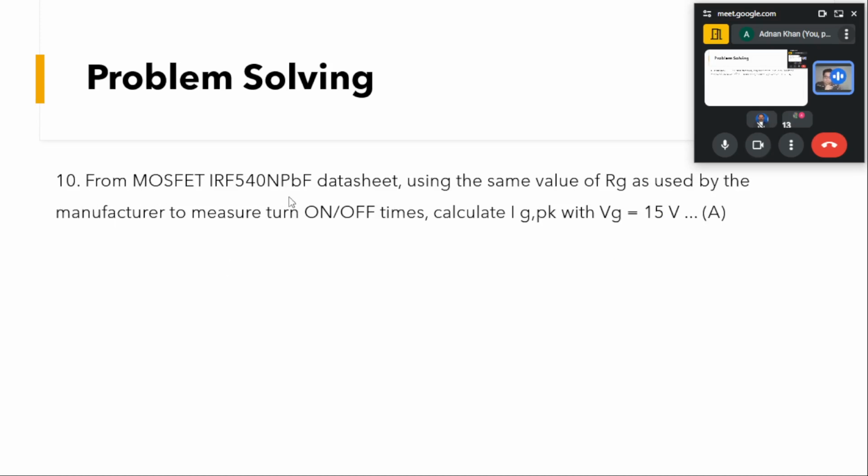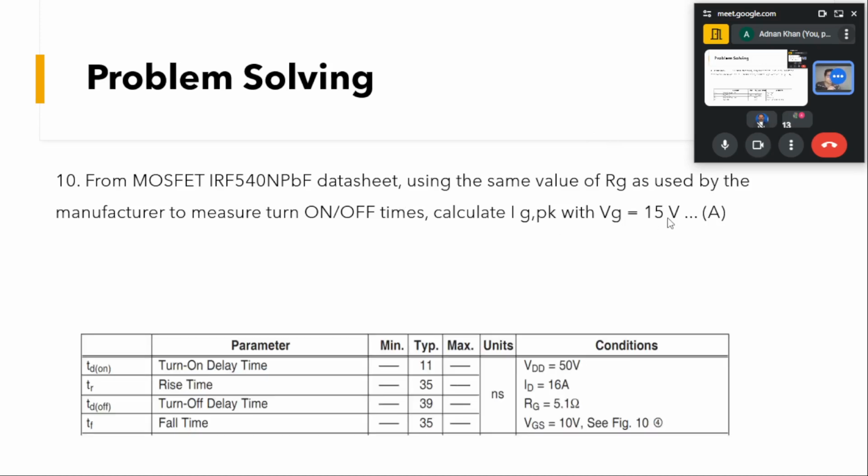Also, another question is on the MOSFET. Using the same value of RG as used by the manufacturer to measure the turn on curve, calculate the IG peak, and VG is given as 15 volts. So this is the RG value that is given by the manufacturer. The RG value is 5.1. What we have to calculate is the turn on peak of the current.